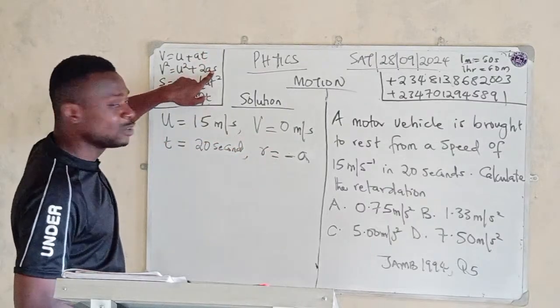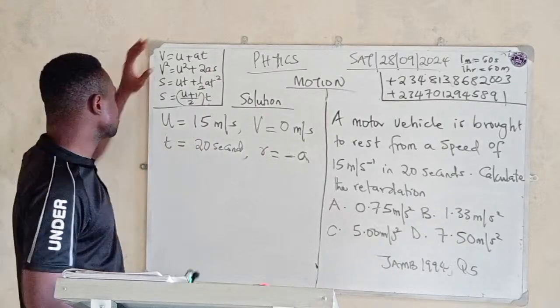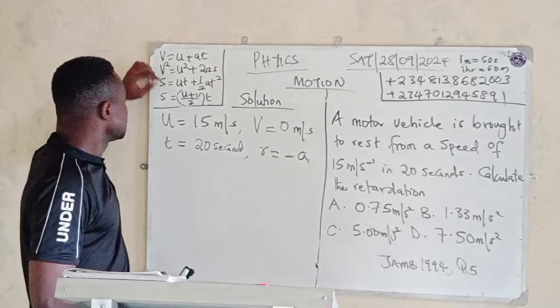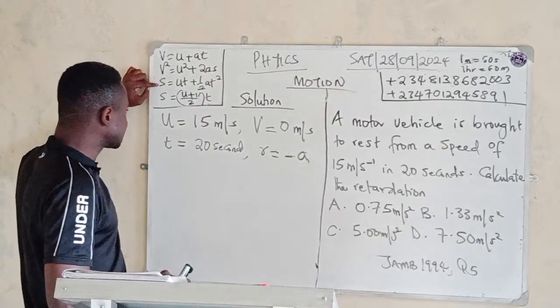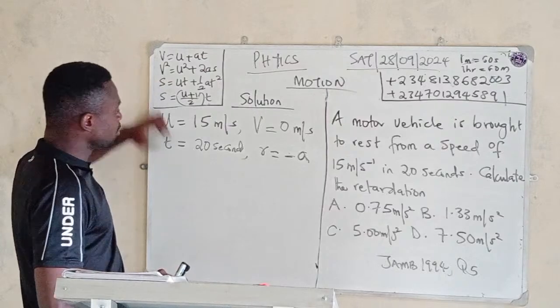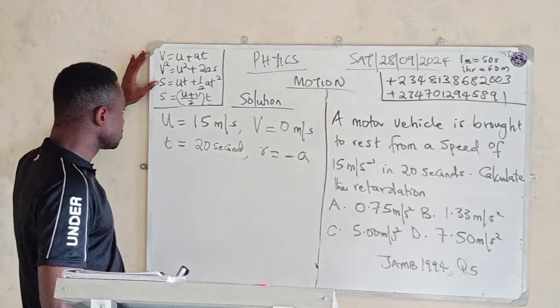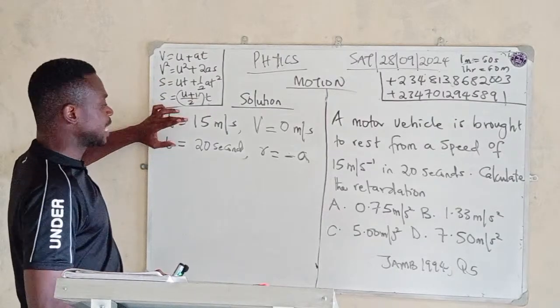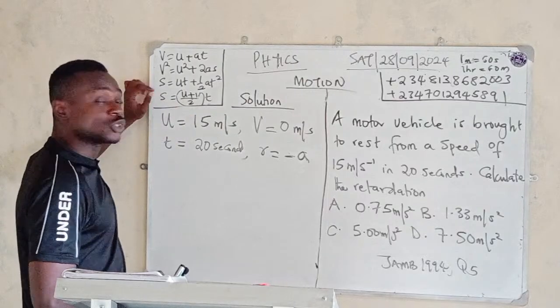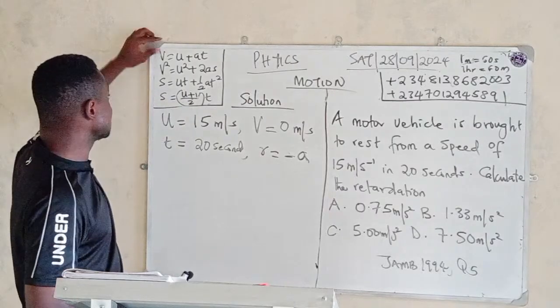There is S here, which is distance, but there is no distance given, so this one will not fly. Let's go to the next one. There is distance here, but there is no distance given, so this one will not go either. So the one we are going to use to solve the equation is the first one.